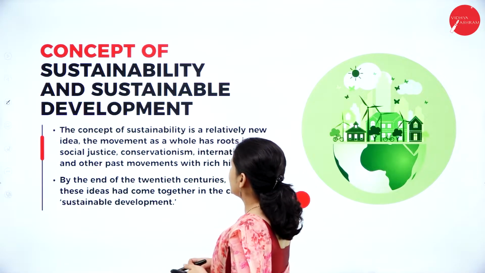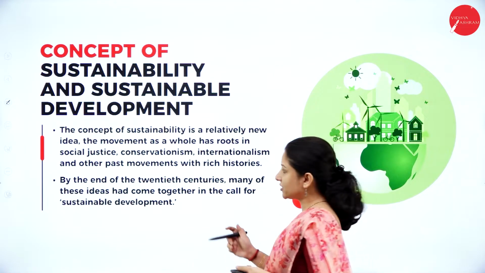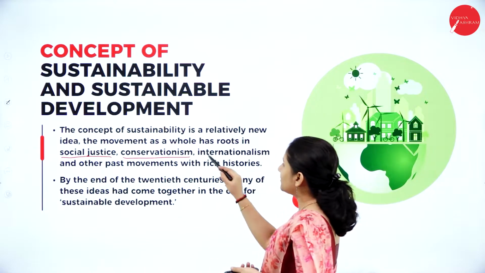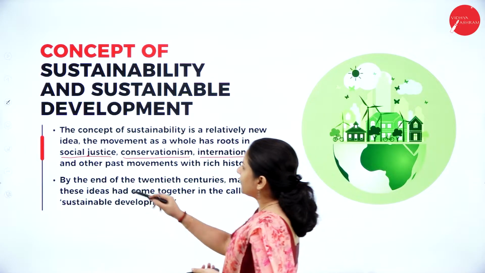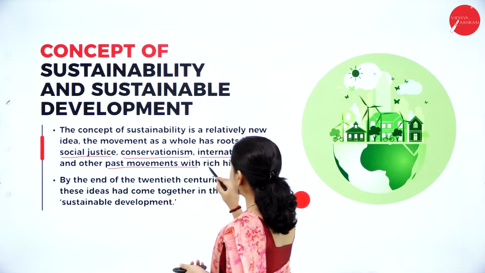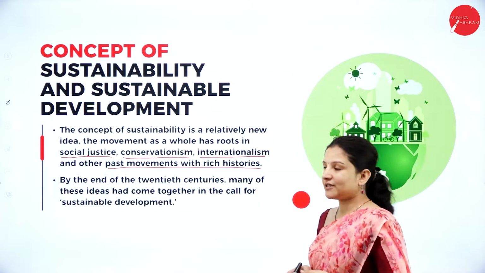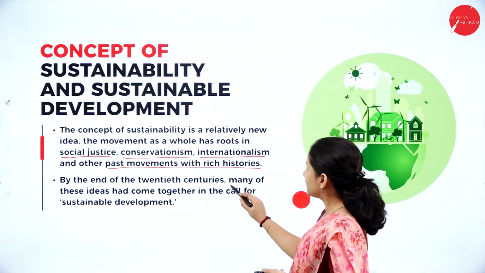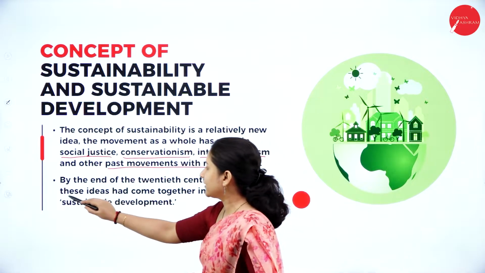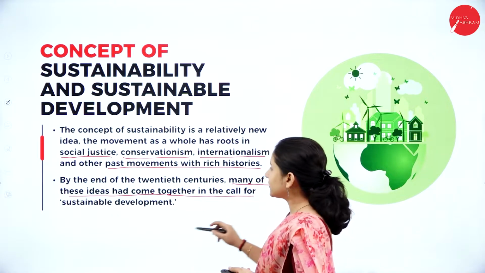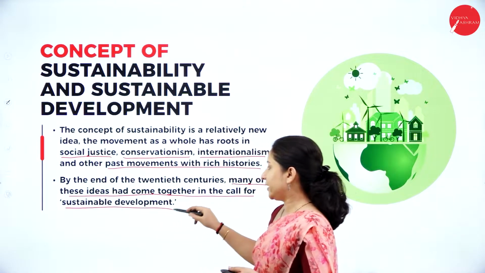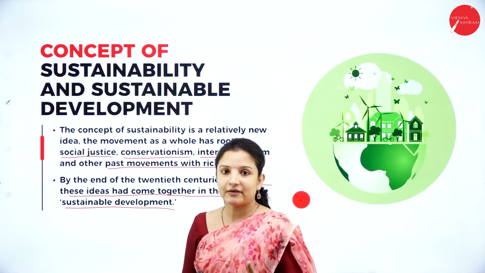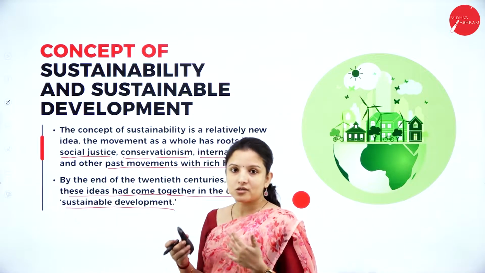The movement as a whole has roots in social justice. It comes from conservationism, internationalism and also other past movements with rich histories. By the end of the 20th century, many of these ideas had come together and they called it sustainable development. So that is when sustainability became sustainable development. That is how the word changed.